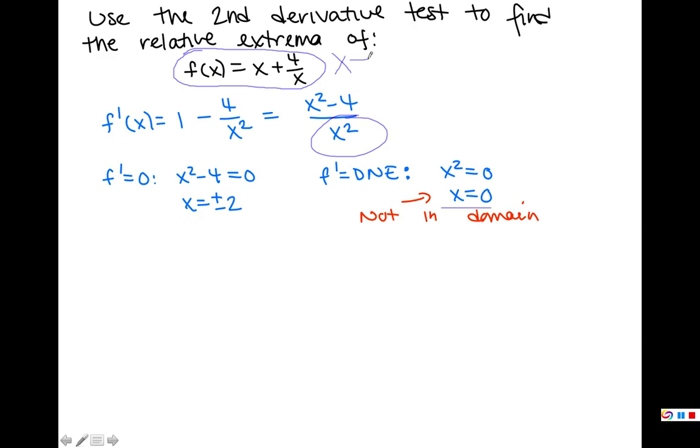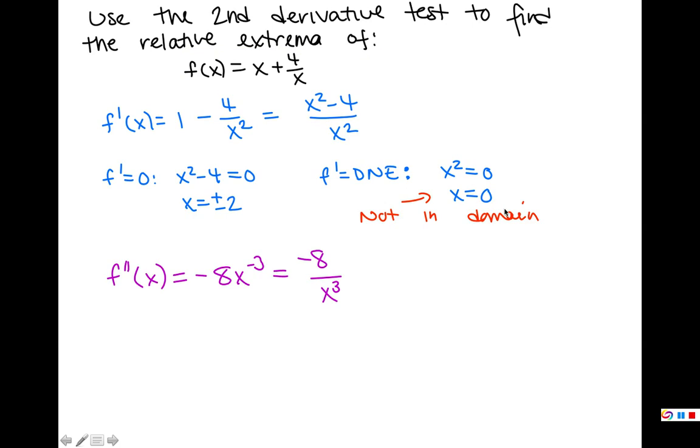Or I guess you could think of it as there's an asymptote at 0. So x equals 0 is not in the domain. We're not going to consider that value. There's no way it could be a max or a min if it's not even in the domain. All right, so we only have to worry about the -2 and the +2. Are those maxes or mins?